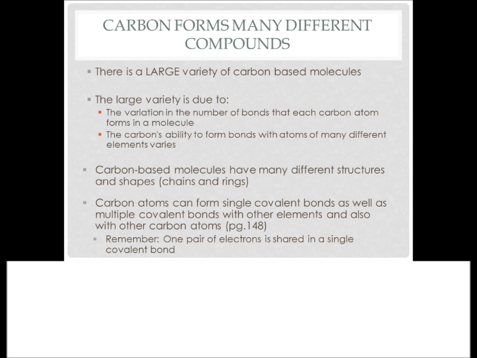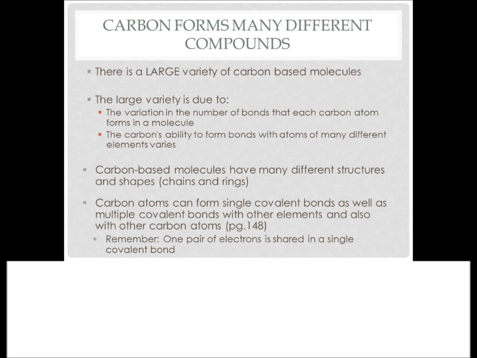Not only can carbon form many different compounds, but also the structure of carbon-based molecules can occur in two different forms. It can either have a chain shape or a ring shape. Carbon atoms in a chain shape can either have single covalent bonds or multiple covalent bonds, and this will include the double and triple covalent bond. Remember, a covalent bond is when only one pair of electrons is shared. So if you have double covalent bonds, then you have two pairs of electrons being shared.